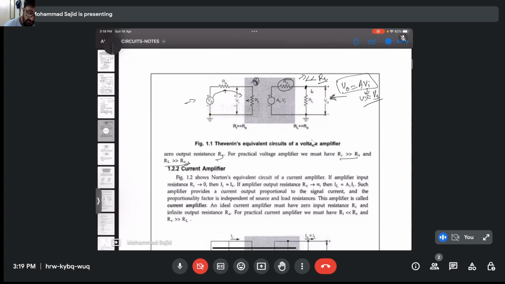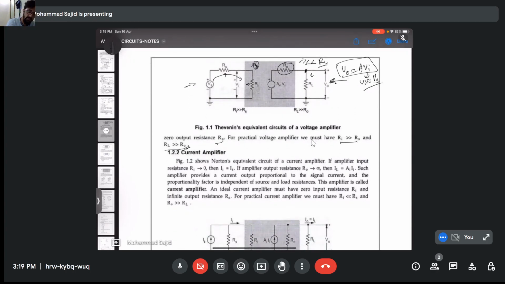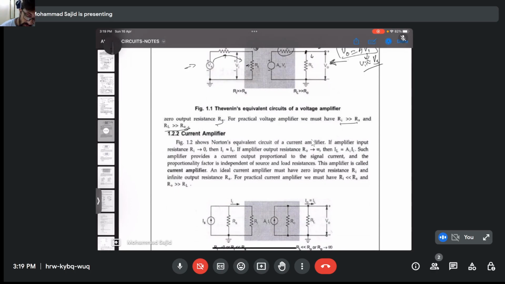Next is the current amplifier. The configuration is in this way. We know current passes through the lowest resistance path. So if I want to deliver more current with my transistor, what should I do? Your Ri should be very, very less than Rs. That is quite the opposite of the voltage amplifier, because Ri in case of a voltage amplifier should be very, very large than Rs. But in case of a current amplifier, Ri should be very, very less than Rs, as the whole current flows through this resistor.